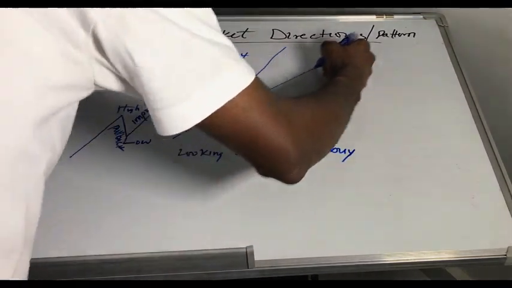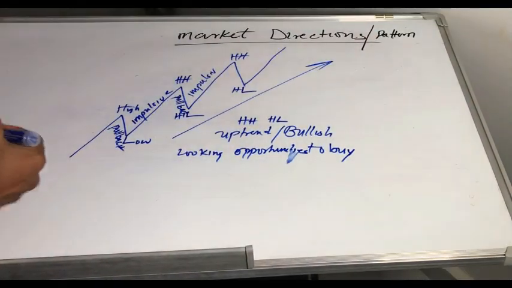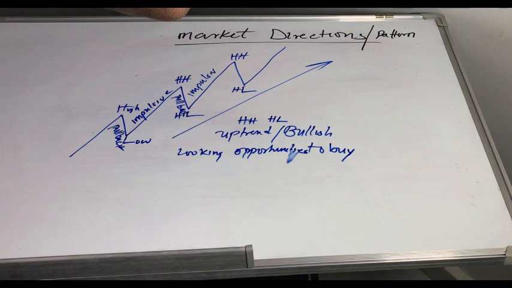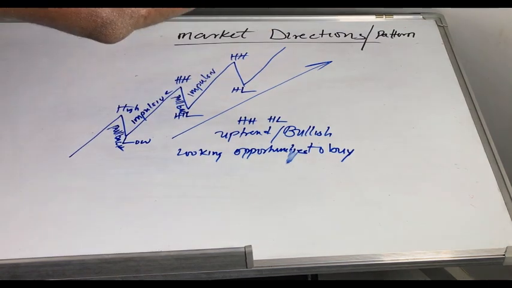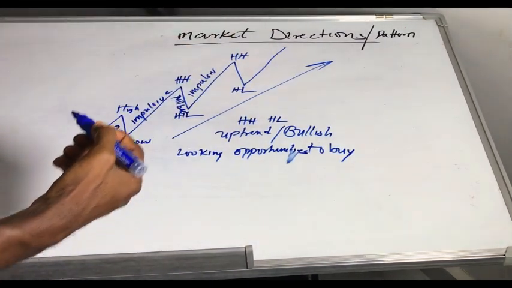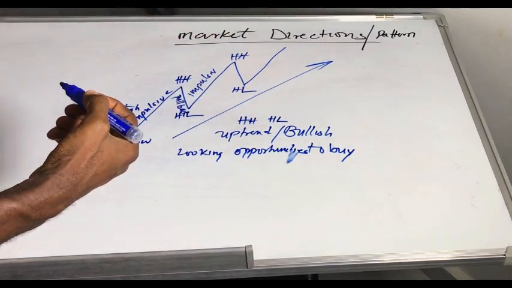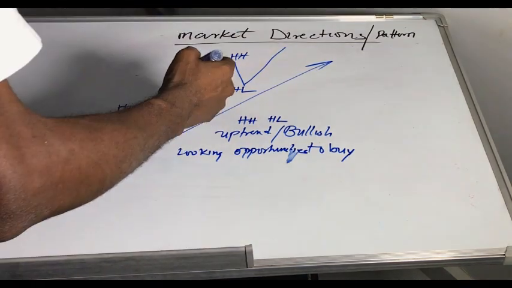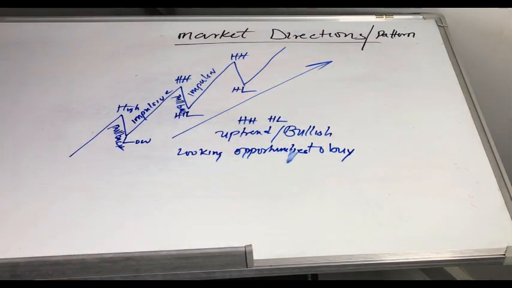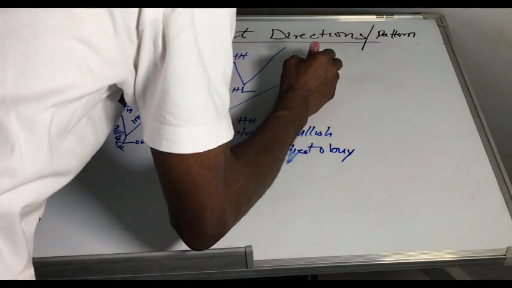Because the market does not go straight like this. No, the market doesn't go like that. The market makes an impulsive movement, then it retraces or pulls back. Then it makes an impulsive movement again, then it retraces, or pulls back. Then it continues on and on until it changes its direction. That is how the market moves. And this is the bullish movement. Then the opposite is the bearish movement.